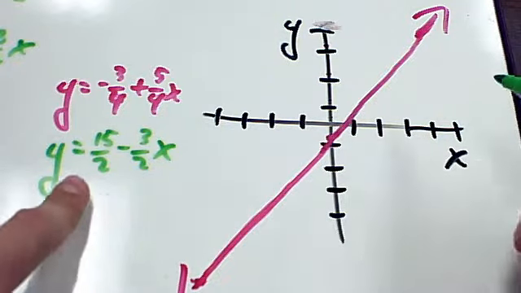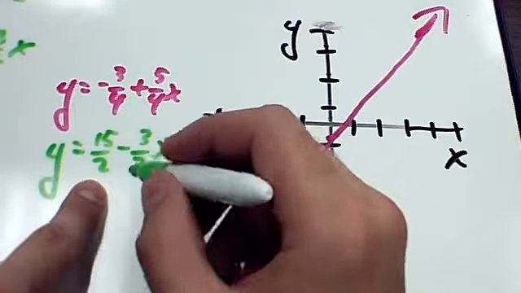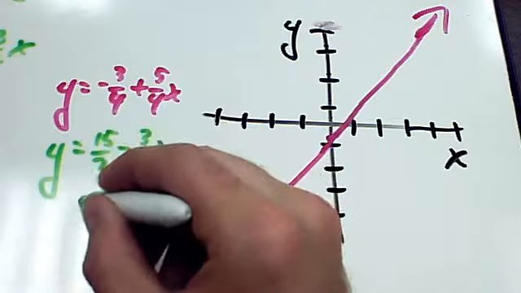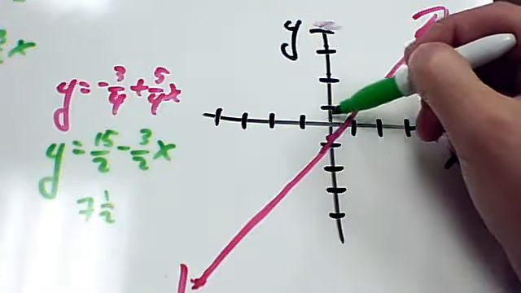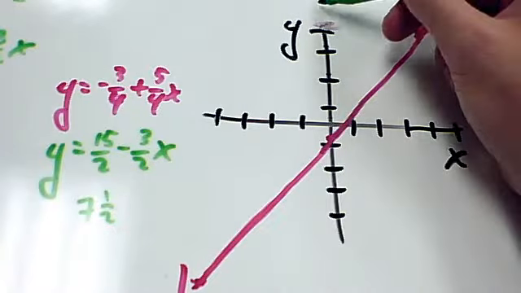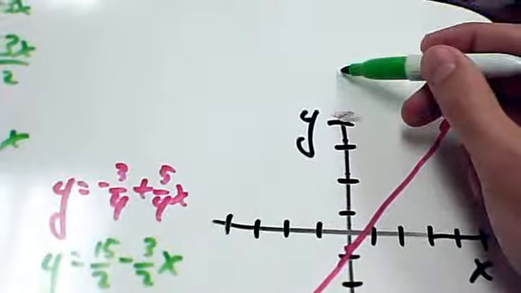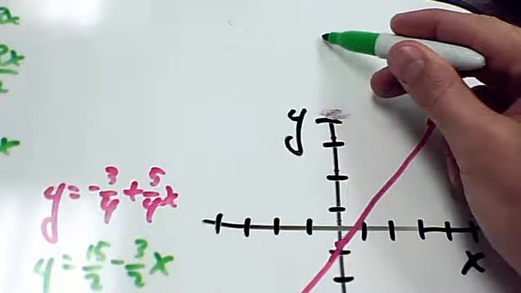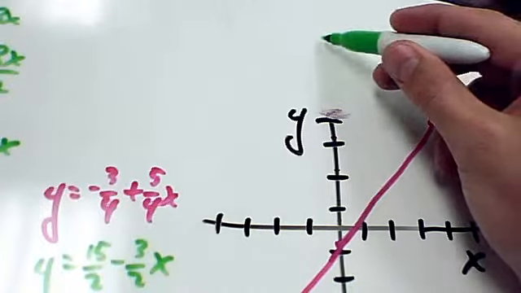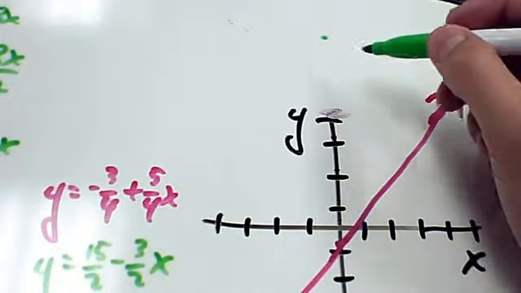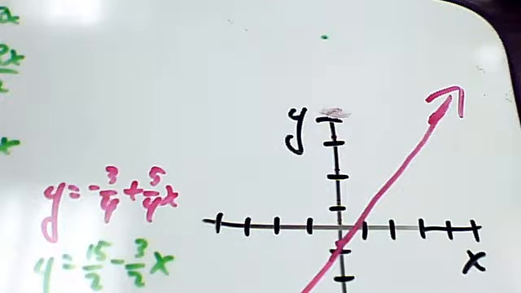It says that we have a y-intercept at 15 halves. Well, 15 halves is the same thing as 7 and 1/2. So I would just go up 1, 2, 3, 4, and I'm going to be getting off my graph, 5, 6, 7 approximately, and 1/2. I just kind of eyed it. And so then we have a slope of negative 3/2.